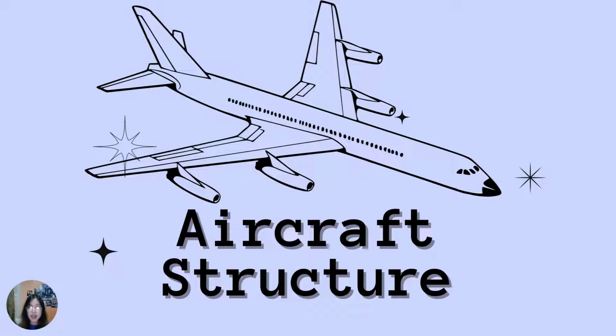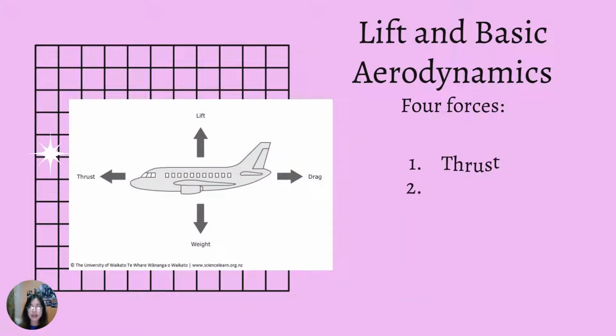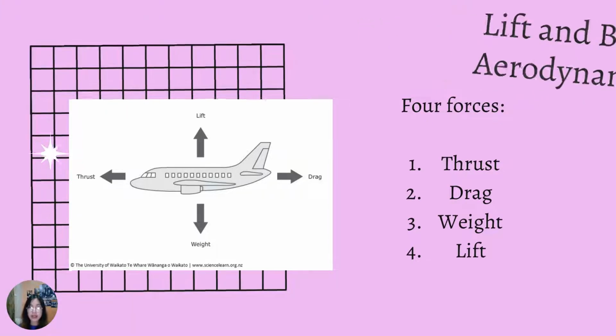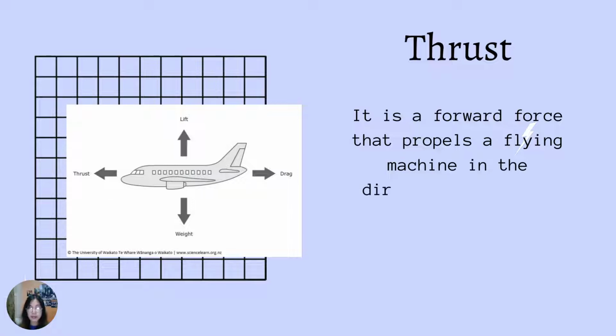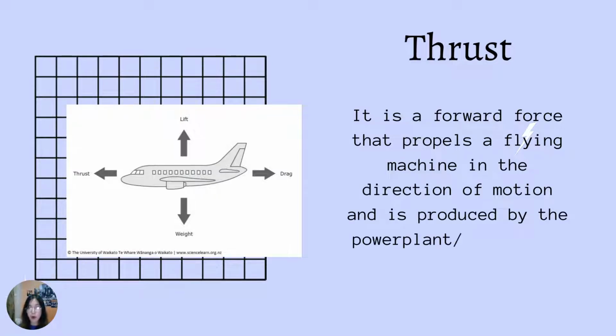What I'm about to present is aircraft structures and their principles. First, let's talk about lift and basic aerodynamics, which consists of four forces: thrust, drag, weight, and lift. The first one is thrust. It is a forward force that propels a flying machine in the direction of motion and is produced by the power plant or propeller.